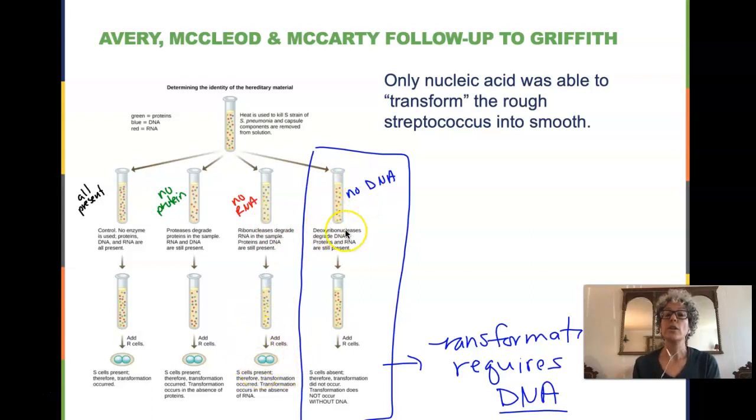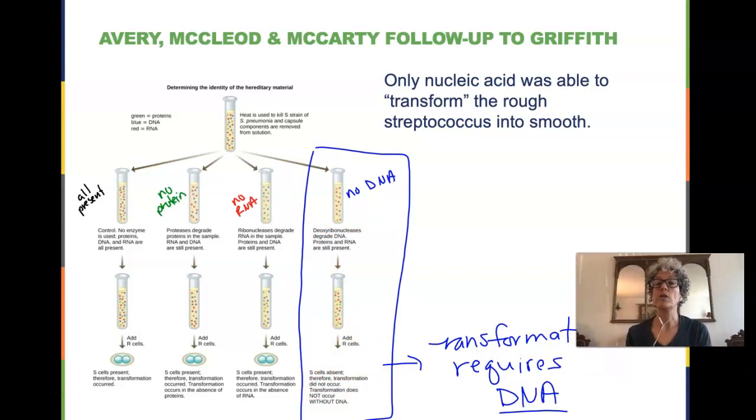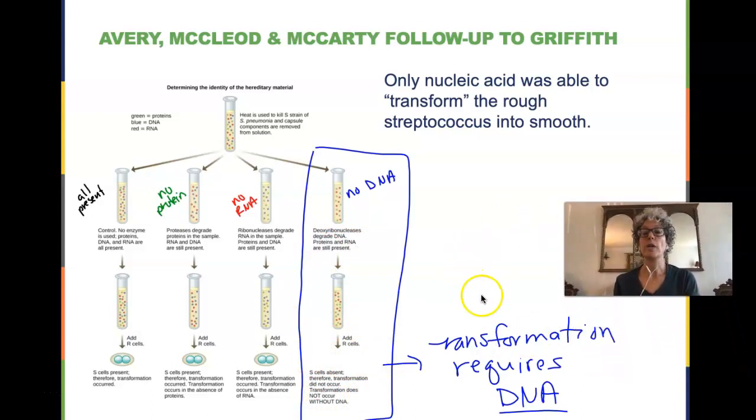But if in this test tube we use a separate enzyme that instead destroys the DNA, but the proteins and RNA are still present, add the rough cells and there is no transformation. So that was the confirmation that transformation requires DNA, not just any nucleic acid, specifically the DNA.